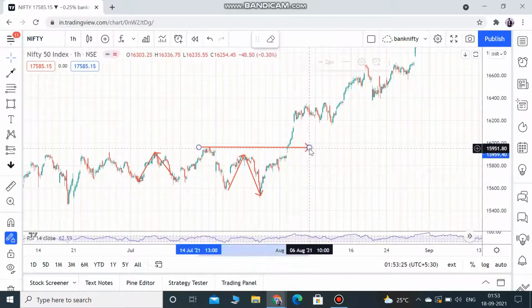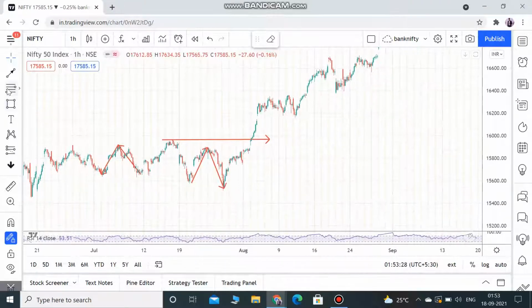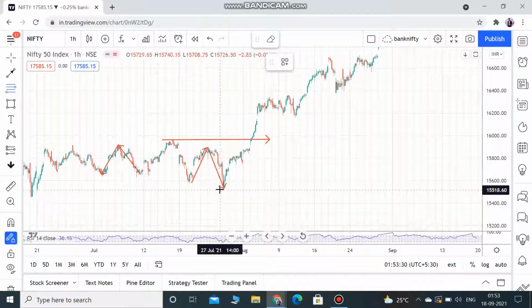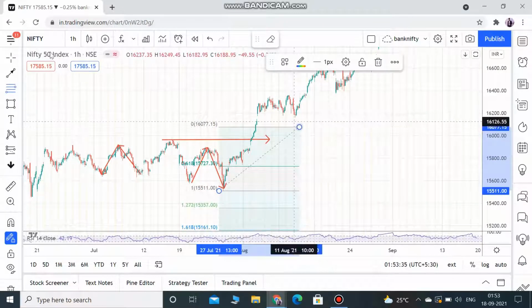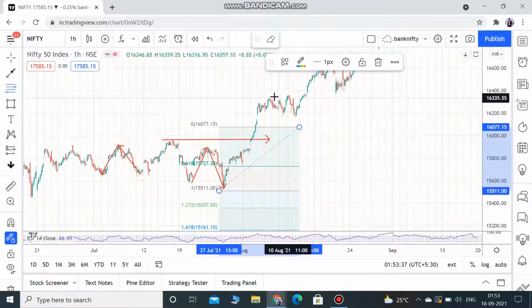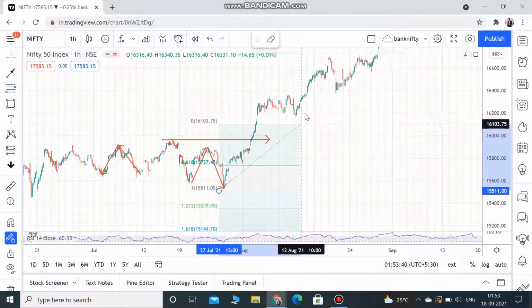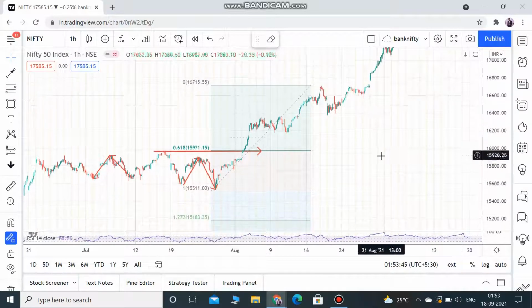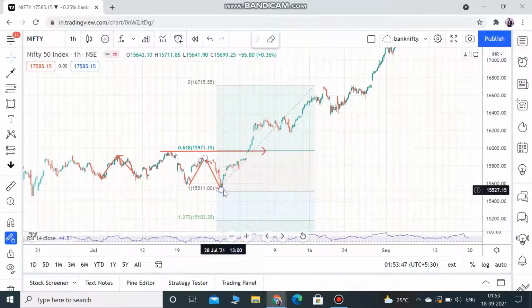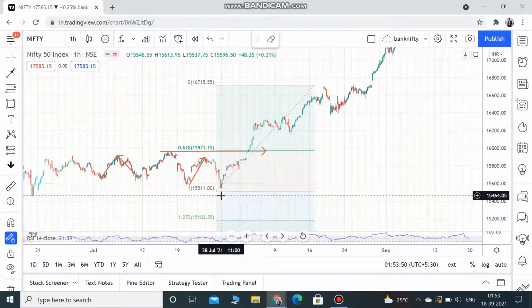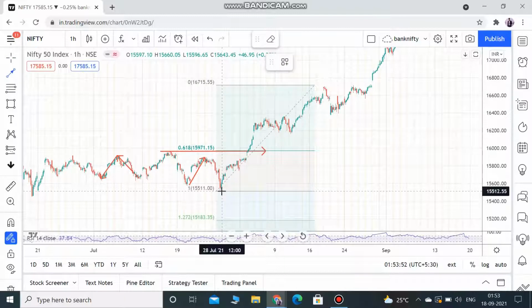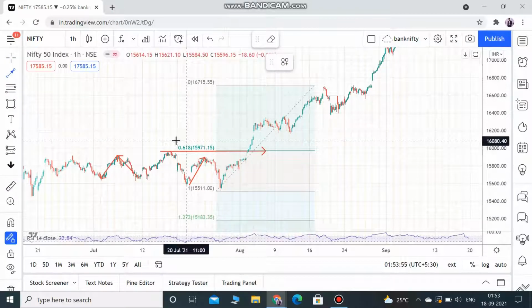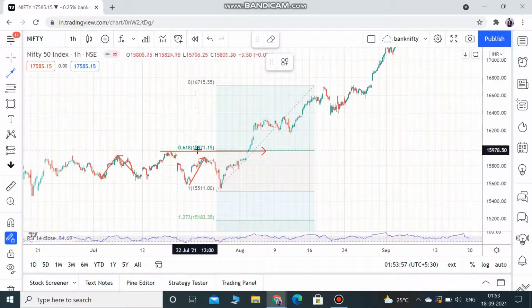If this is your recent high, so what did I say? Take the Fibonacci from the low, and you know that I don't know what's going to happen in future. So I'll mark my recent Fibonacci like this. This is my low, so I draw my Fibonacci from here and make sure my 0.61 is meeting my recent high. That is the recent resistance.